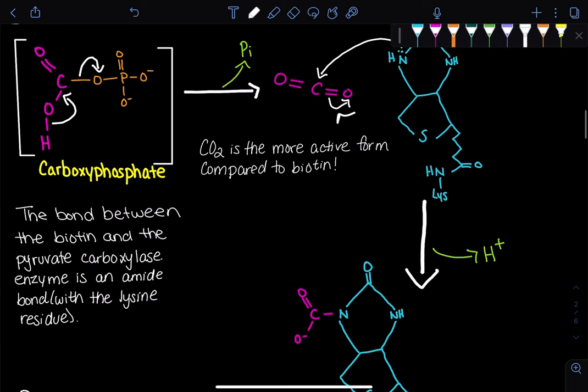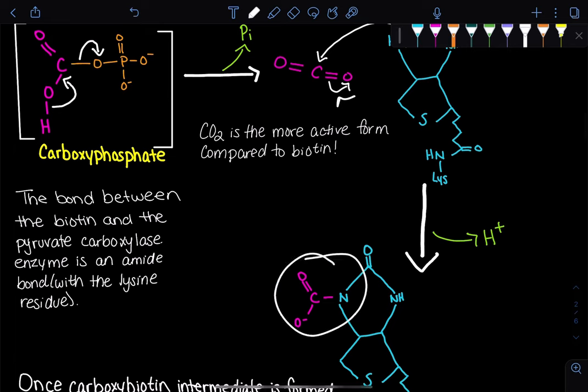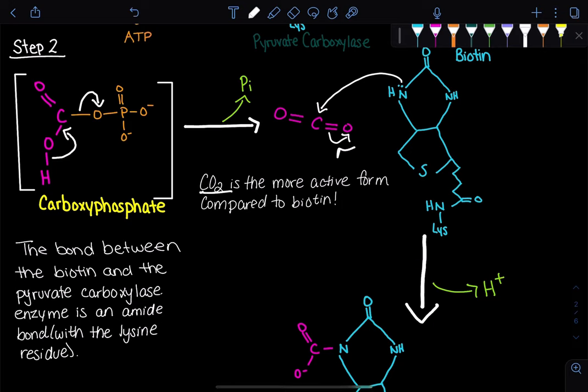So down here, we can see right over here that the oxygen gains a lone pair and carbon now has a bond with the nitrogen on biotin. One of the things that we want to make note of is that CO2 is the more active form compared to biotin. So essentially, we want to go from a stable form to a more active form to take part in the reaction.